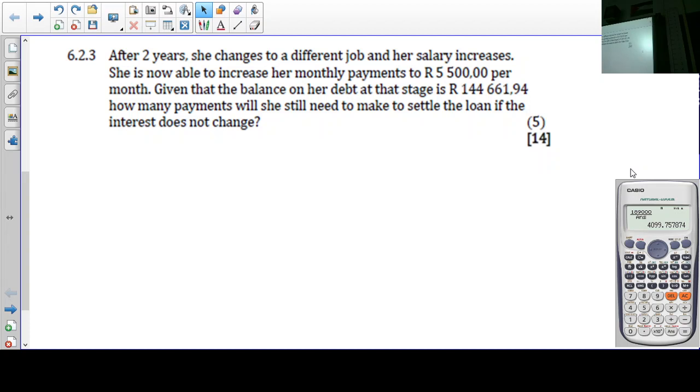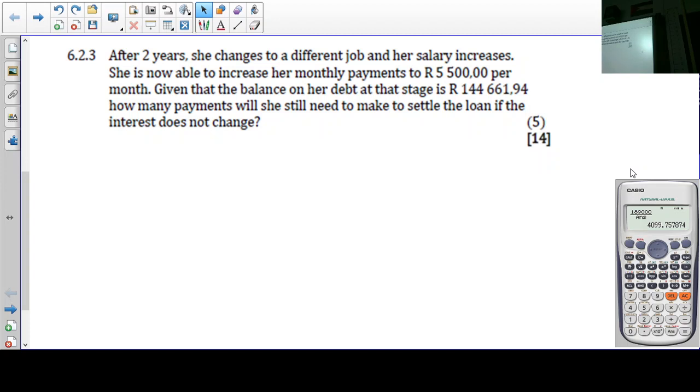Here in this question, you don't have to work out the balance on the loan. Now, some learners went and worked out the balance on the loan. It's not needed here, because the balance on the loan is given to us. Remember, what is given, that is what must be used. So 144,661.94 is given to us as the balance on the loan.